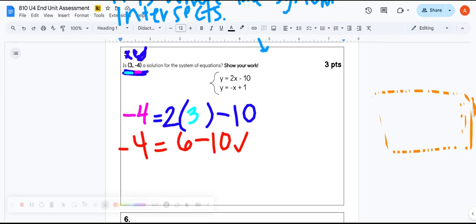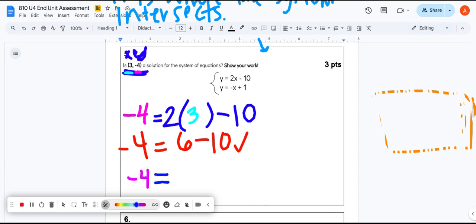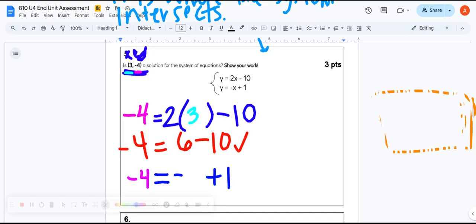Let's go ahead and double check with our next equation. My next equation asks us to start with y again, which is -4. Then I know it says equals negative x plus 1. And we know our x. Let's get that color about right. Slide it on over a little bit. Perfect. And our x is 3.